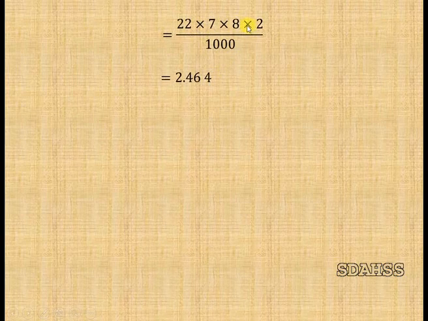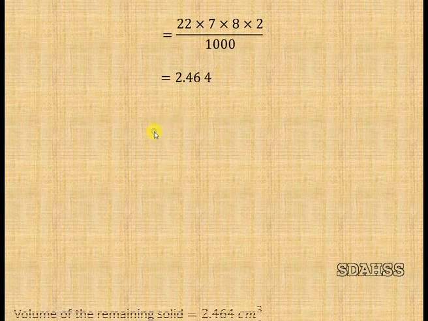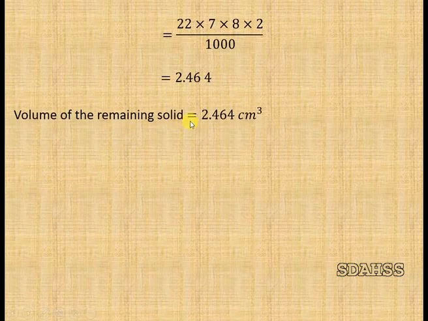If you multiply you will get 2464 divided by 1000. Then if you divide you will get 2.464. So volume of the remaining solid is 2.464 centimeter cube.